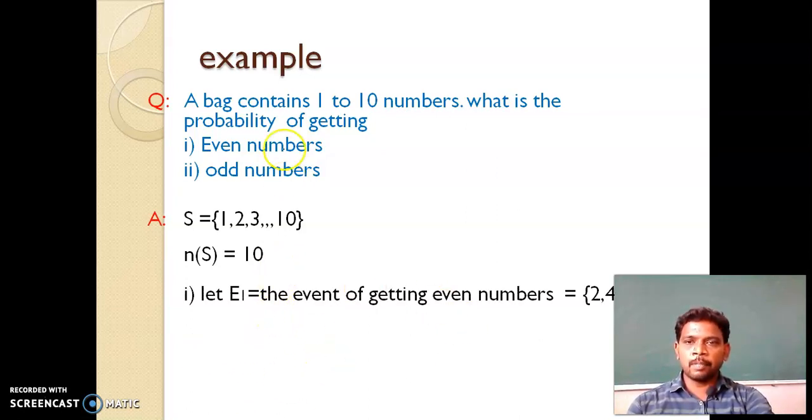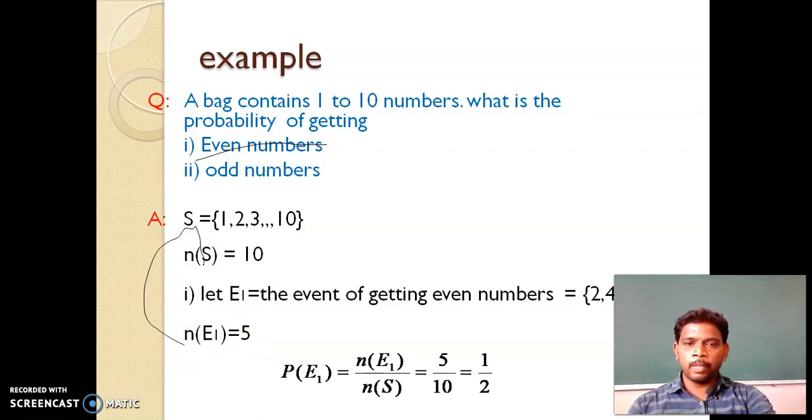The first question is about even numbers. So E1 equals the event of getting even numbers. Out of 10 numbers, what are the even numbers? 2, 4, 6, 8 and 10. Next we count the elements inside the bracket, so 5. So n of E1 equals 5. What is the probability? We divide this by this: 5 by 10, which is nothing but 1 by 2.